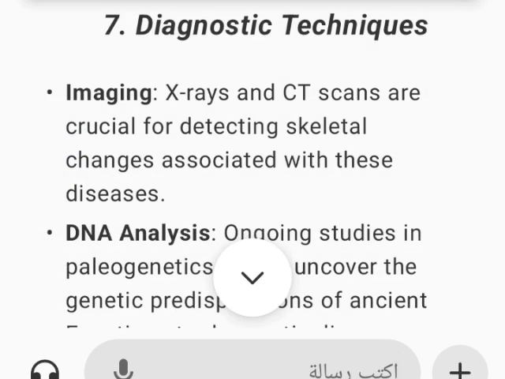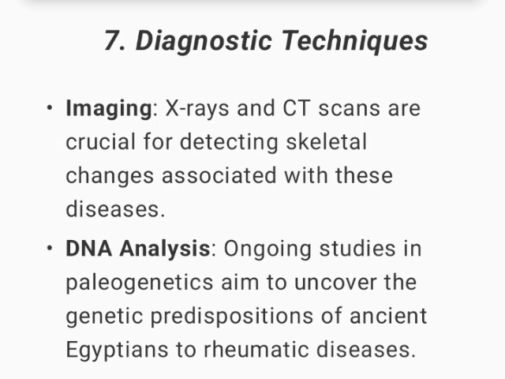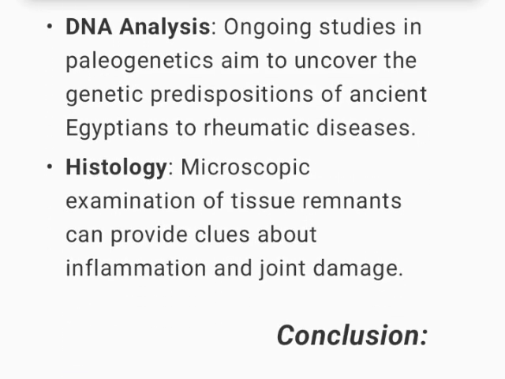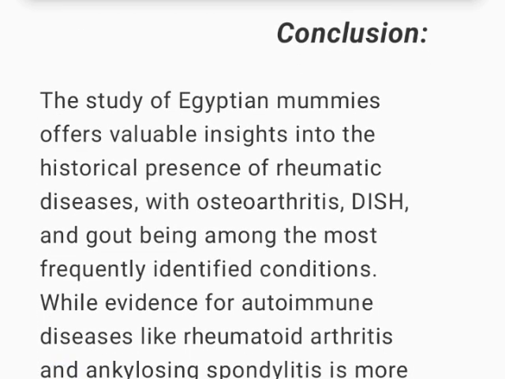7. Diagnostic techniques. Imaging: X-rays and CT scans are crucial for detecting skeletal changes associated with these diseases. DNA analysis: Ongoing studies in paleogenetics aim to uncover the genetic predispositions of ancient Egyptians to rheumatic diseases. Histology: Microscopic examination of tissue remnants can provide clues about inflammation and joint damage.